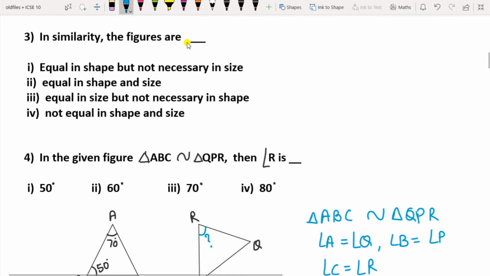In similarity, the figures are equal in shape but not necessarily equal in size, equal in shape and size, equal in size but not necessarily equal in shape, or not equal in shape and size. So option 1 is the correct option, that is equal in shape but not necessarily equal in size.